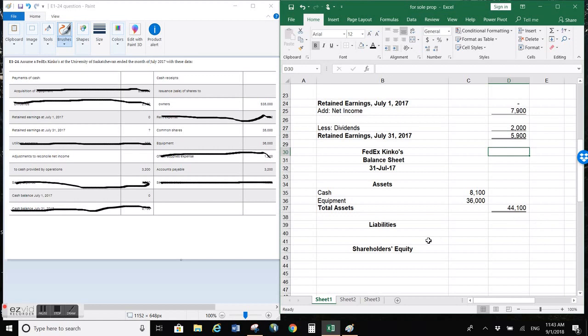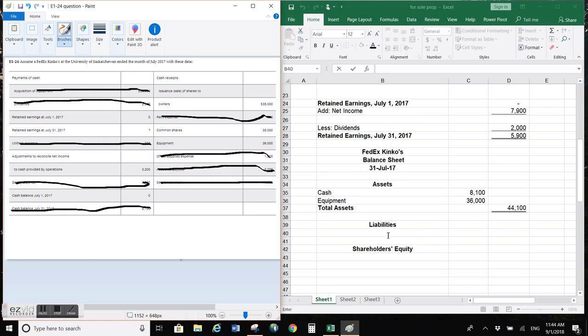Liabilities. Liabilities are what you owe. Any account that ends with the word payable is going to be a liability. So we have accounts payable, $3,200. They probably still owe one of their suppliers for some of that equipment.